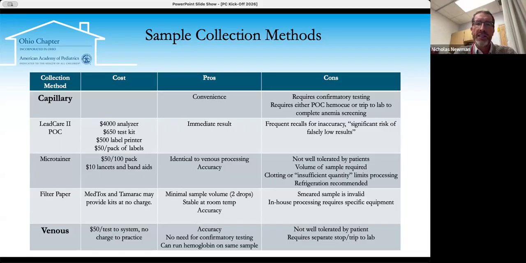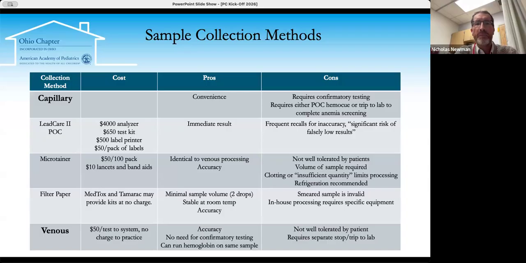The filter paper testing. This is nice because there are commercial services that do this. We're not endorsing any of these companies. Some of the local children's hospitals and other labs are also doing this. What's nice is that you don't need a huge volume. It's similar to what you need for any kind of blood spot.